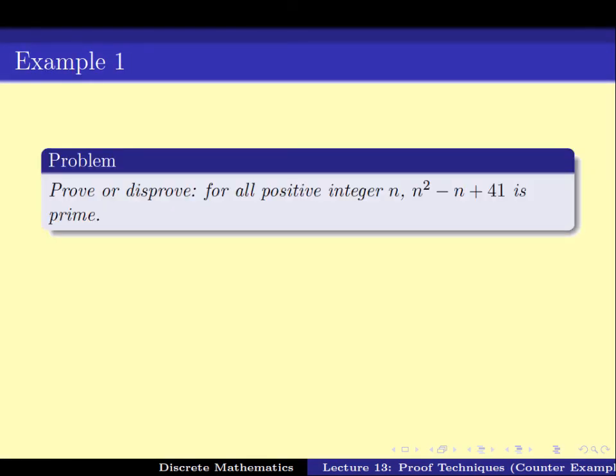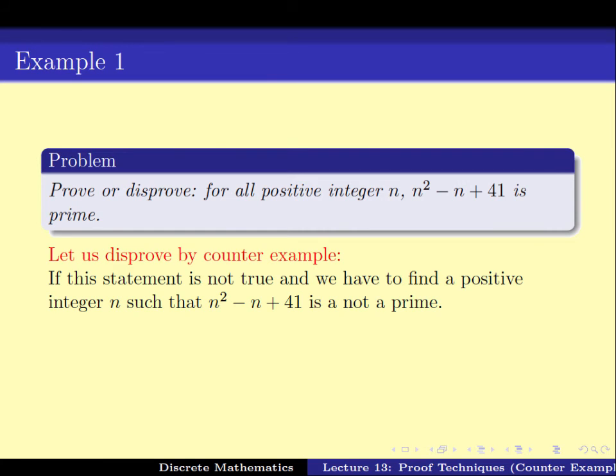So look at the first problem. This is a problem that we started our videos with in the first video only. This problem says: prove or disprove, for all positive integers n, n squared minus n plus 41 is prime. Now, how to disprove it? The way to disprove it is to produce an n such that n squared minus n plus 41 is not a prime. If the statement is not true, we have to find an n such that this number is not a prime.